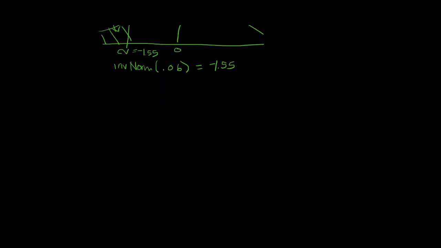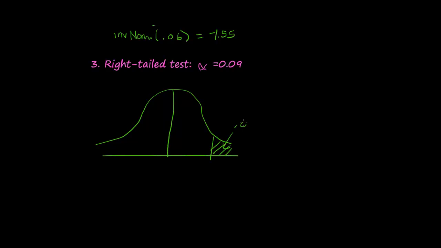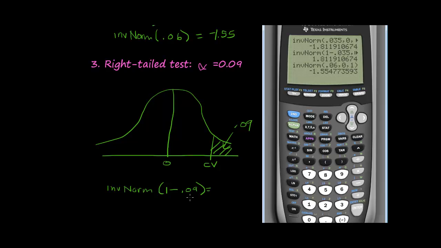And finally, let's look at a right-tailed test. In this case, we have an alpha of 0.09. So the area is all in the right tail. This area is 0.09. The question is, what's the critical value right here? Inverse norm, area to the left. The area to the left would be 1 minus 0.09. And we get a positive, as we expected, 1.34.